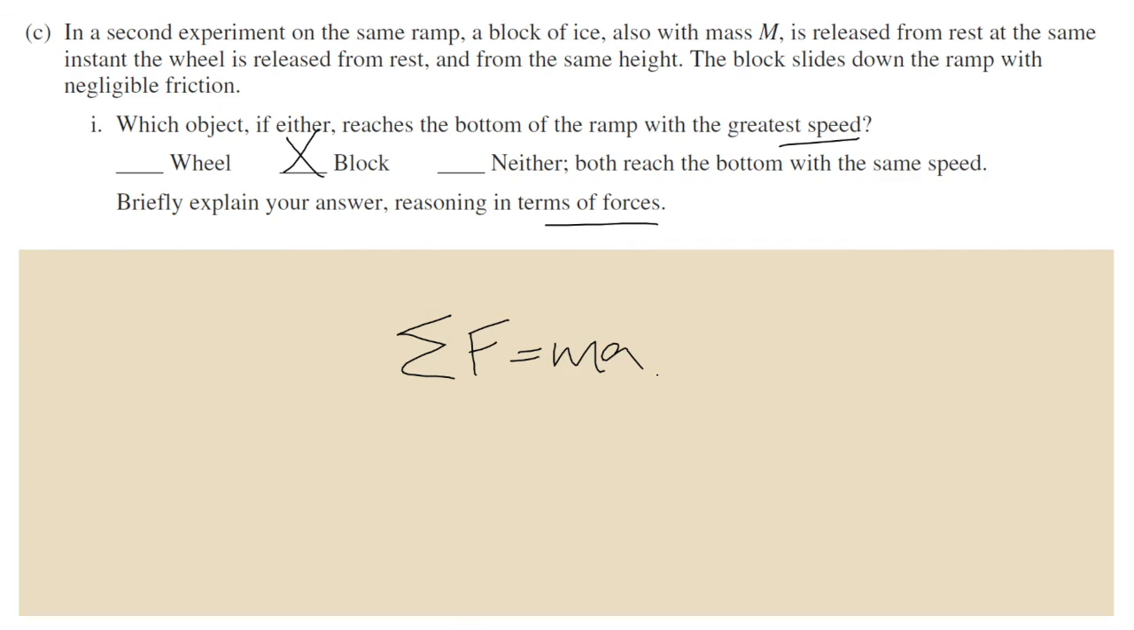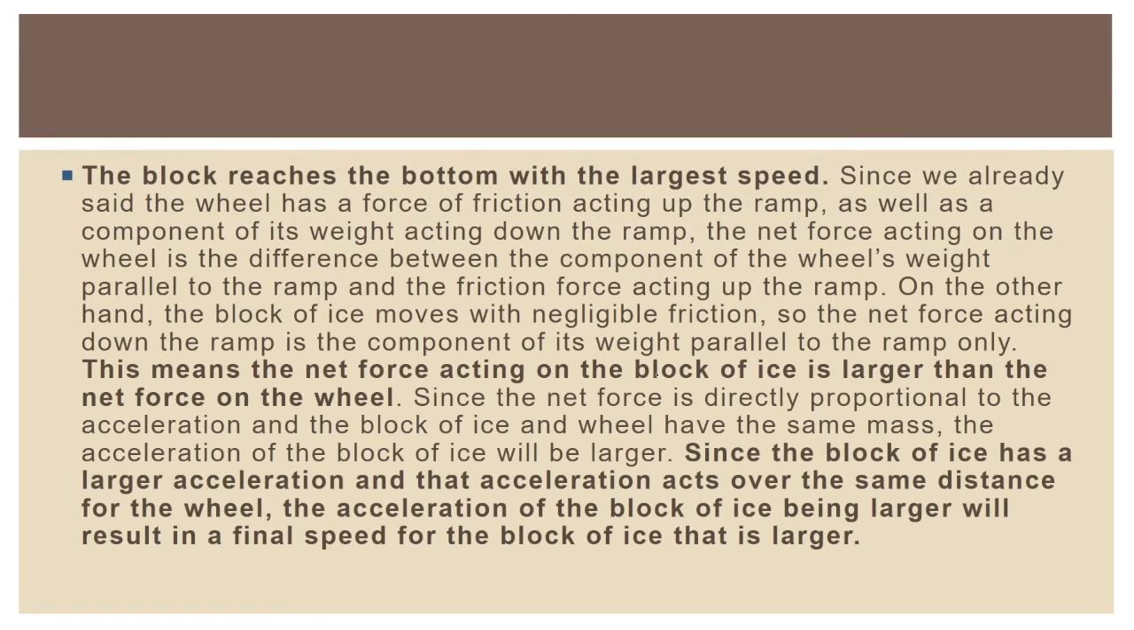Take a look at my answer. I wrote here, the block reaches the bottom with the largest speed. Make the conclusion known. Make the person who is grading your paper realize you know what you're talking about. All right, since we already said the wheel has a force of friction acting up the ramp, as well as a component of its weight acting down the ramp, the net force acting on the wheel is the difference between the component of the wheel's weight parallel to the ramp and the friction force acting up the ramp.